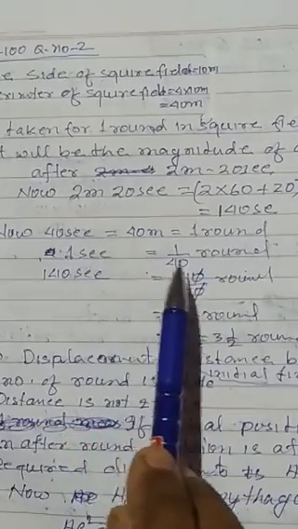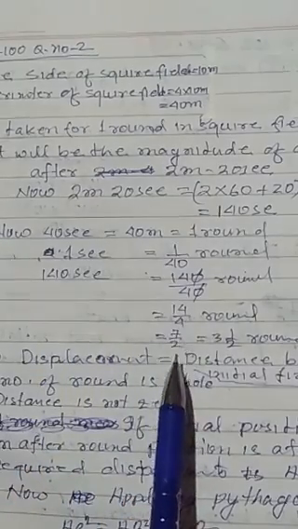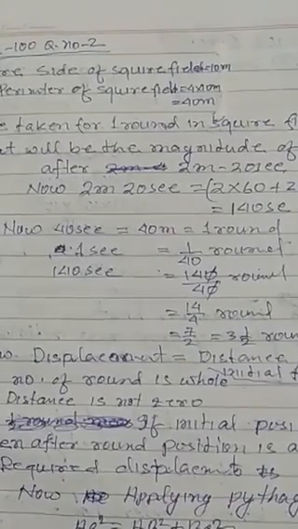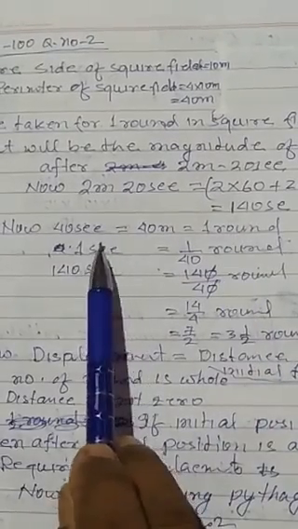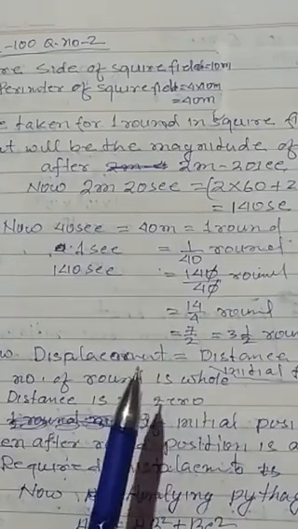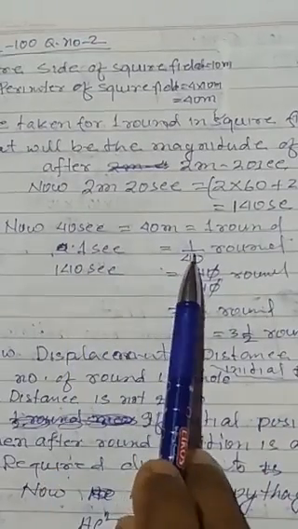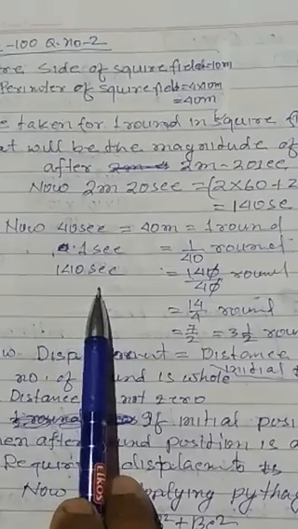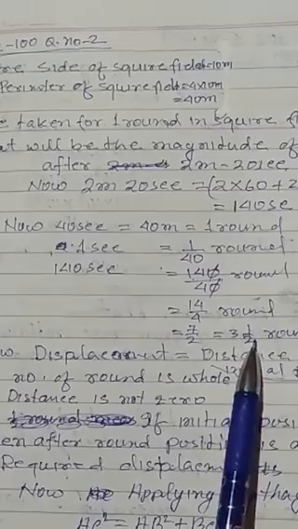So 40 seconds equals one round, 1 second equals 1 by 40 round, and in 140 seconds, how many rounds are taken? We get 3 and a half, that is 3 complete rotations and a half rotation.